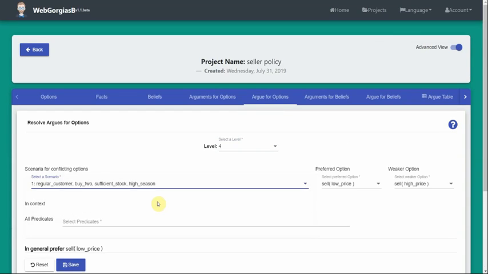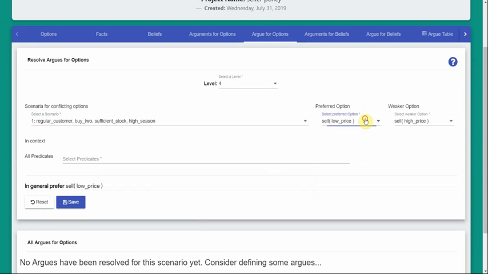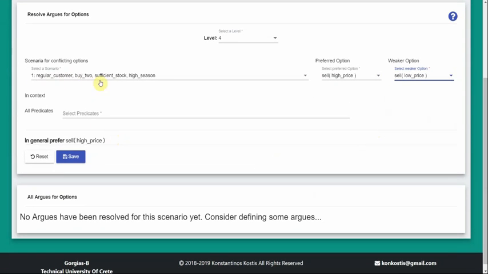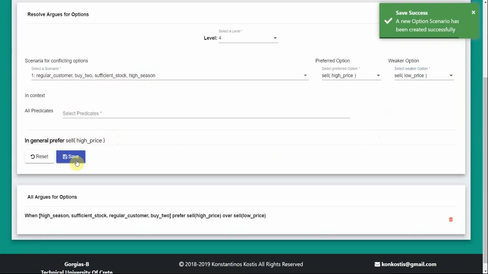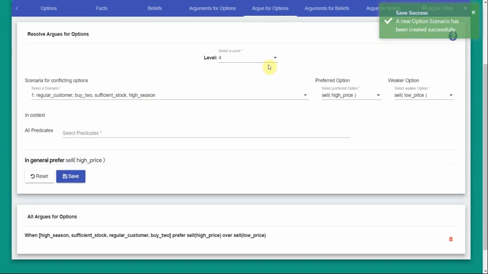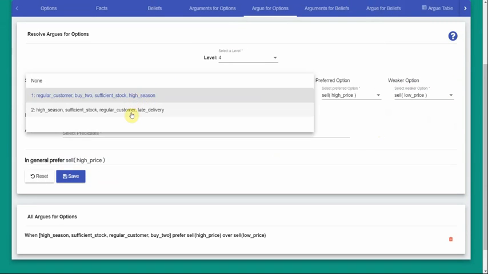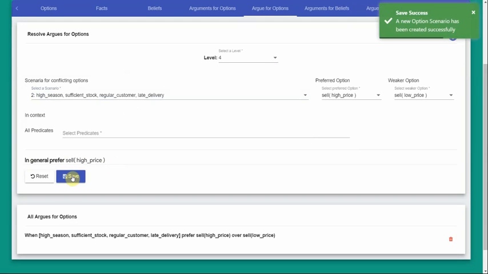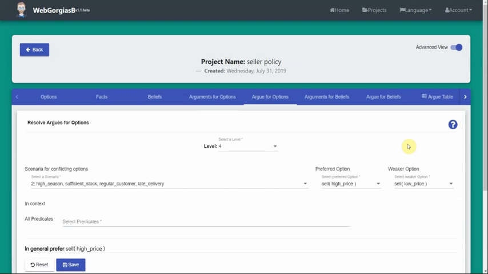I will select them both and confirm the preference for high price over low price. Regular customer, high season. Okay, in general, prefer to sell in high price, yes. And I'm done. There are no exceptions to this one. I do the same for the second scenario. Okay, in general, prefer to sell high price. Save it. Good. And now I'm done with my policy.